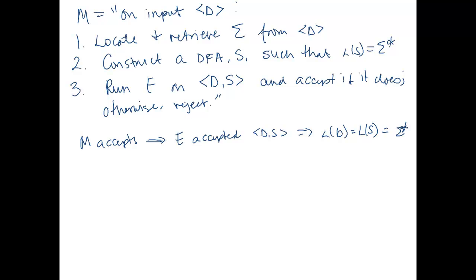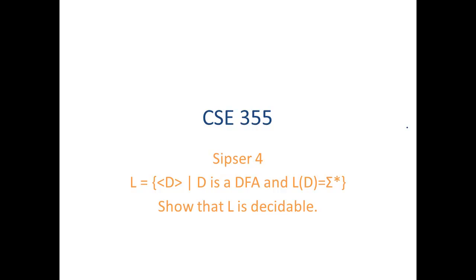Okay, and that's what we were asking. So M is going to accept if the language of D is sigma star. And just to remind ourselves, those are all the strings that should be in this language, right? It should be all the descriptions of DFAs where their language is sigma star.